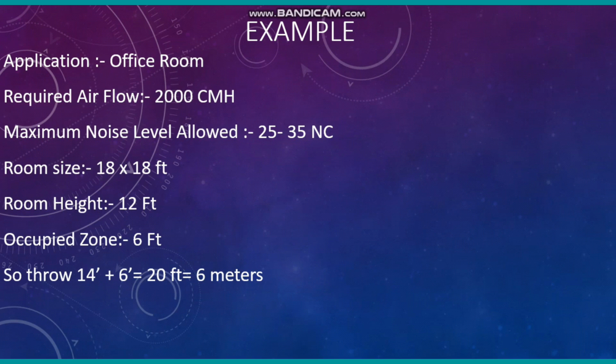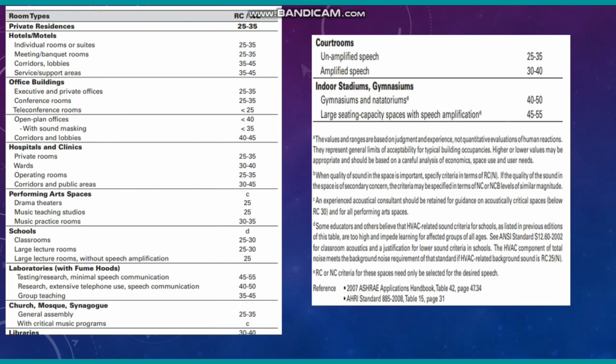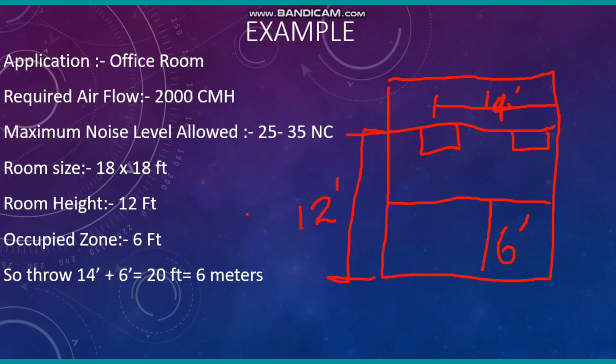Maximum noise level I consider from the ASHRAE recommendation, like here you can see office building, and for the private office I consider 25 to 35 NC values. This will be between 25 to 35, maximum 35. So here the room size is 18 by 18 feet and the room height total is 12 feet. So as I mentioned, the occupied zone is 6 feet. So the balance 6 feet I need to consider here.